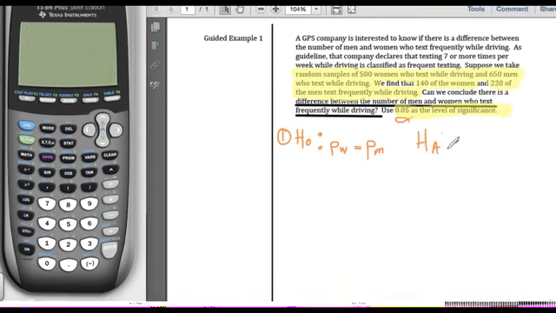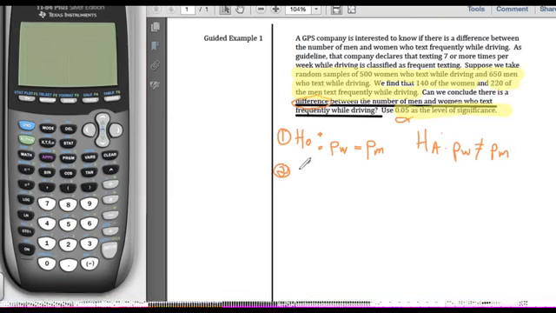For my alternative, I want to know, can I conclude there is a difference between these two? So it doesn't say that the women text more frequently or the men text more frequently. That's just that there's a difference. That indicates that we use the not equal to symbol. So these are my 2 hypotheses. Either the proportion of women and men is the same as far as texting frequently goes, or there is a difference. One group texts more than the other.